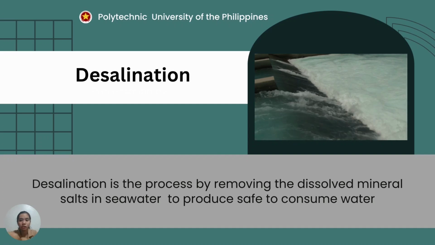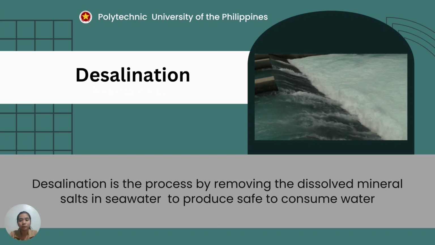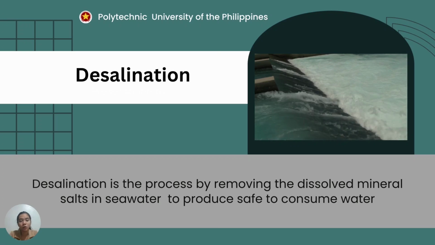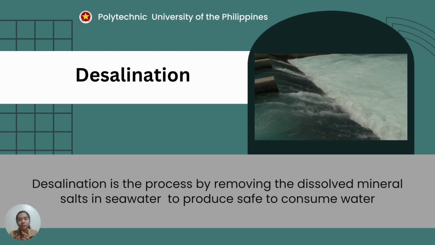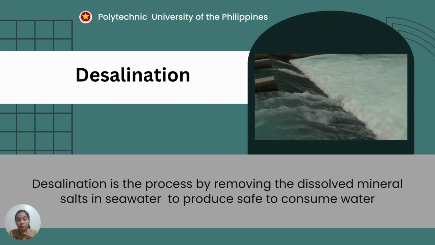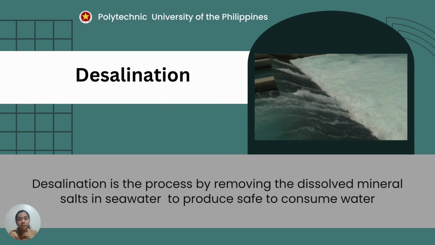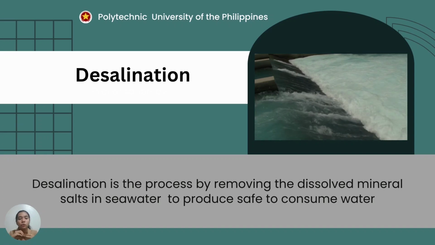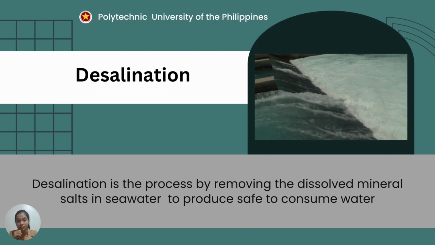That's why desalination is a process by which the dissolved mineral salts in water are removed, turning salt water into consumable drinking water for everyone. Currently this process is applied to seawater, and it is one of the most used ways to obtain fresh water for human consumption or agricultural purposes.